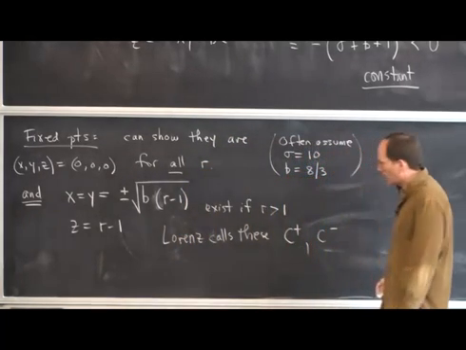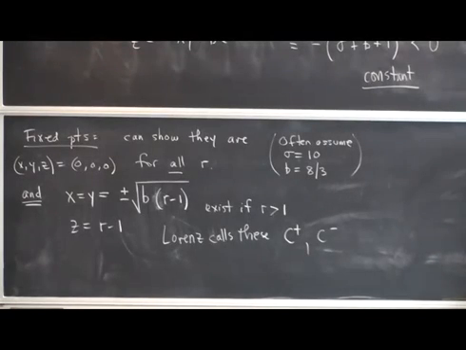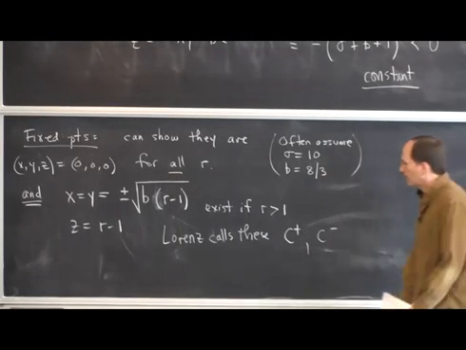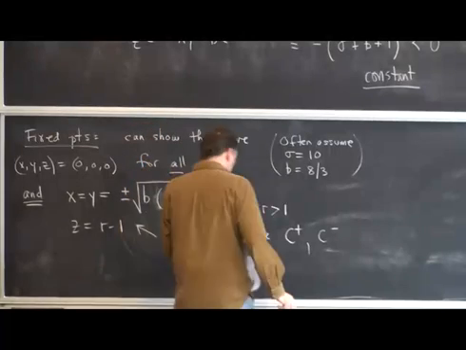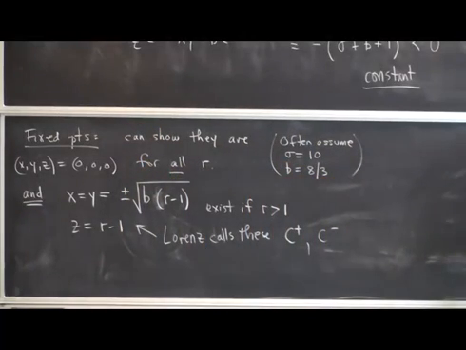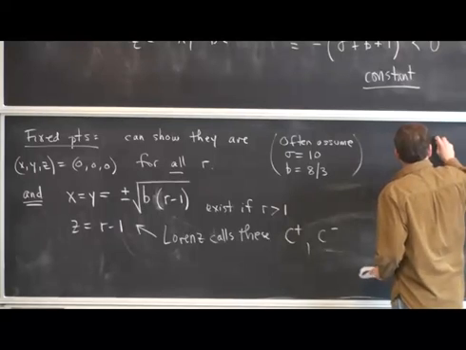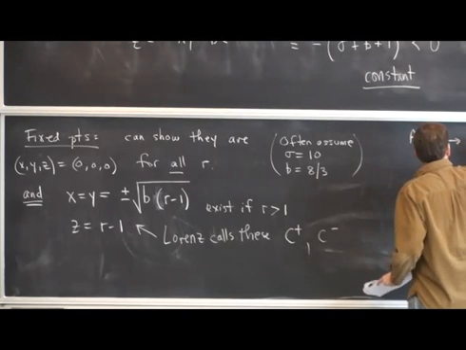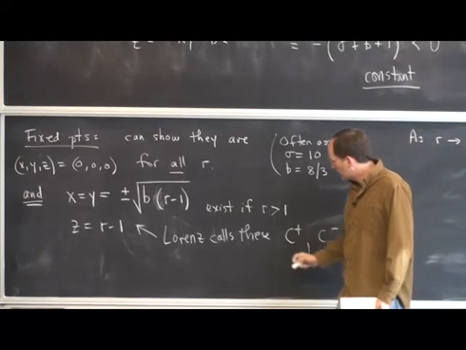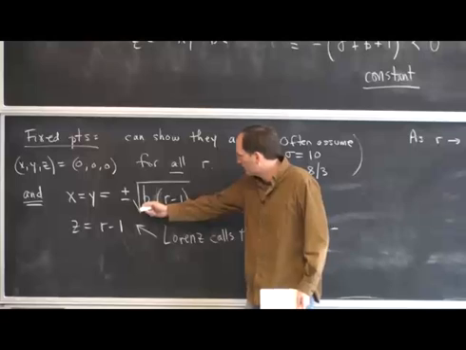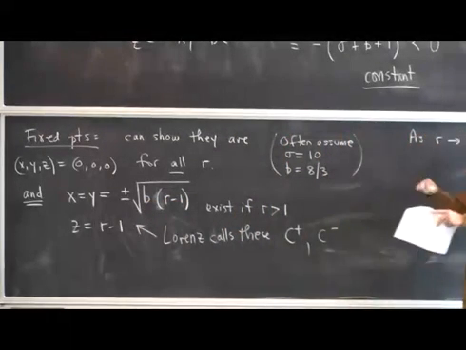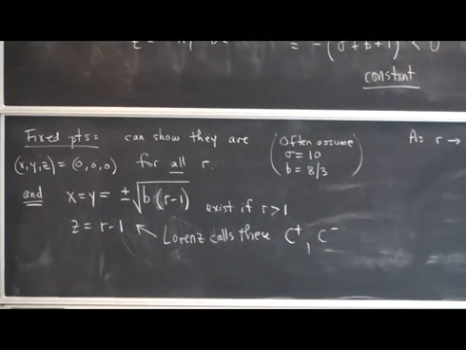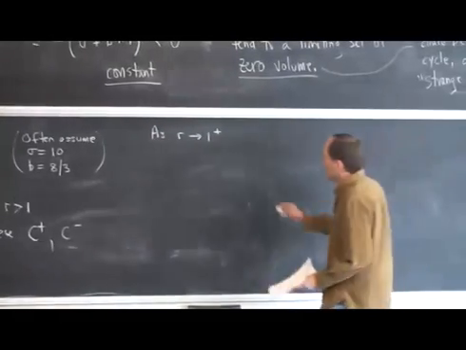Where I guess C is for convection, because he thinks of these as the steadily rotating convection patterns. And also notice that as r approaches 1 from above, these convecting solutions, well, as r goes to 1, x, y, and z all go to 0. So these, you can see, are now born out of the origin in some kind of bifurcation.